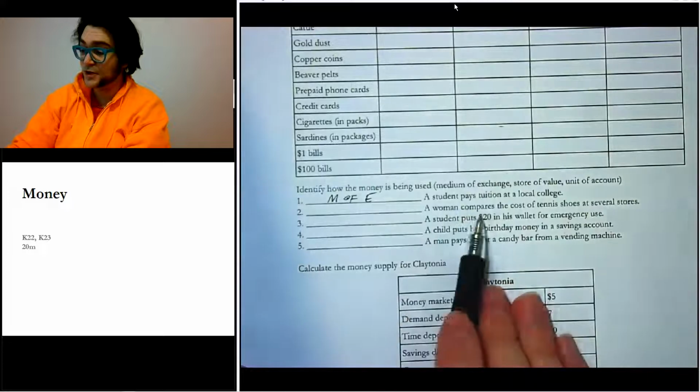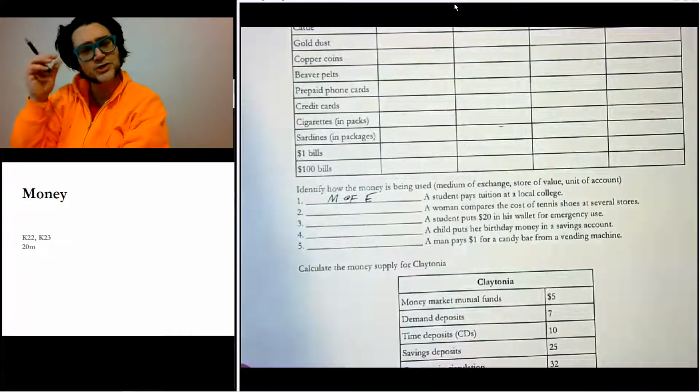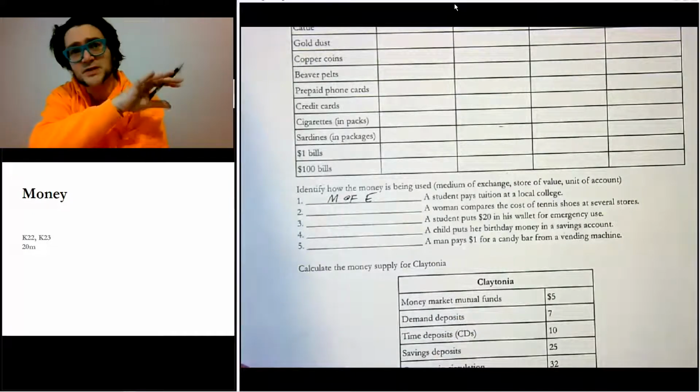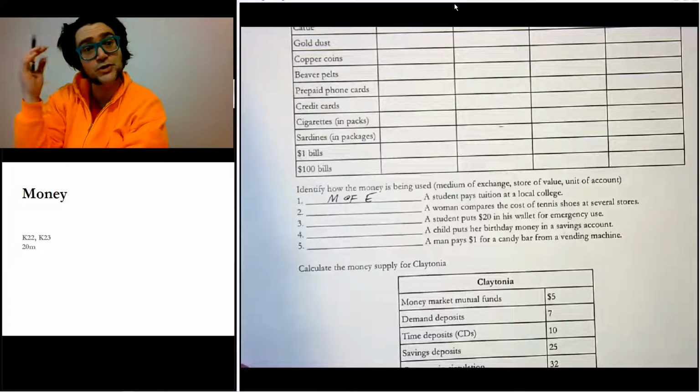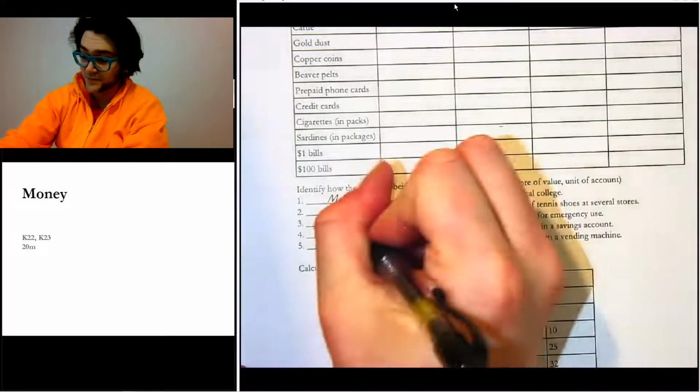For the second one, a woman compares the cost of tennis shoes at several stores. So she's not actually buying it, right? What she's doing is she's thinking, okay, the shoes are roughly this much, they're roughly this much. She's using money as a unit to make comparisons. So in that sense, it's unit of account.